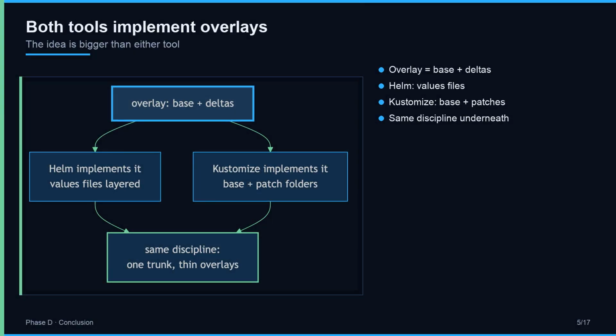See it clearly. The overlay, a base plus deltas, sits at the center. Helm implements it one way, Kustomize implements it another. Both converge on the same discipline, one trunk, thin overlays. The tool is a detail. The overlay discipline is the lesson that lasts.